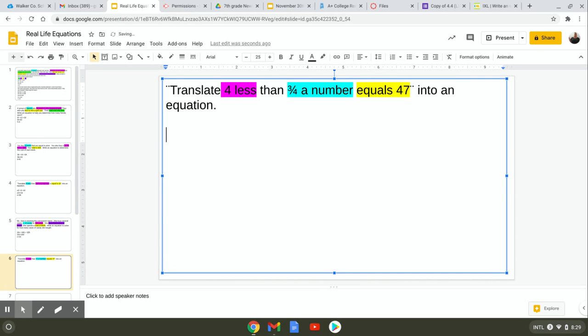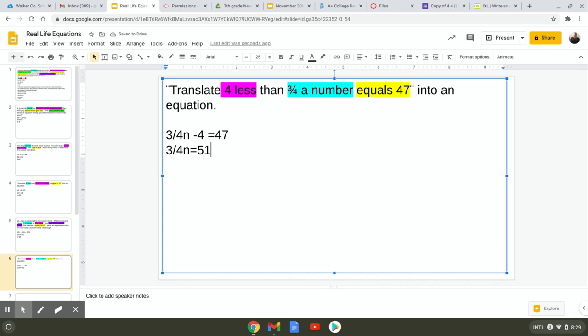3/4 of a number, and let's use n for our number. 4 less than that would be minus 4, and it's equal to 47. So the first thing we would do would be add 4 to both sides. So 47 plus 4 would be 51. So that would leave us with 3/4 n is equal to 51.